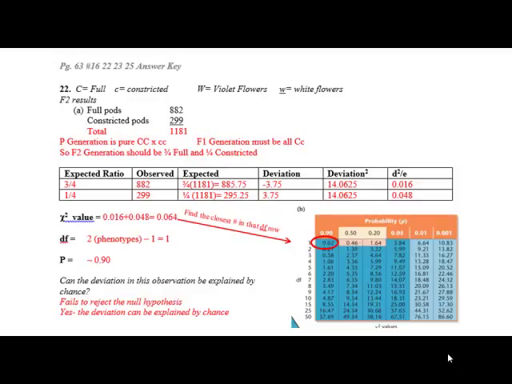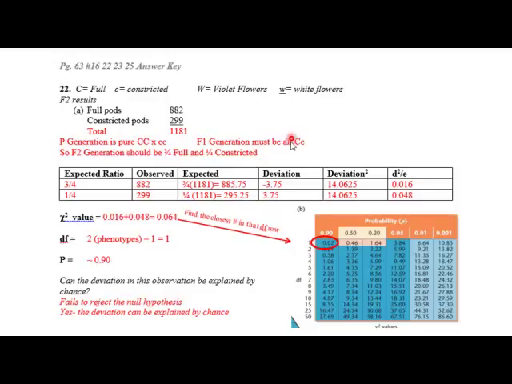First of all, add up the total number of pods you got. So you had 882 and 299, that's 1,181 offspring. Now the next thing you have to figure out is what our expected results should be. In the P generation, the original parent generation, they would be pure. That would be big C crossed with little c. That means the F1 generation should all be hybrids.